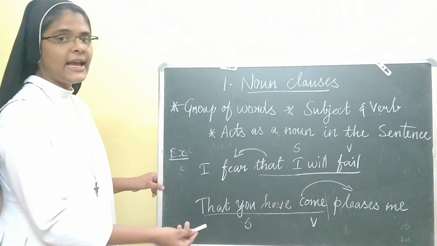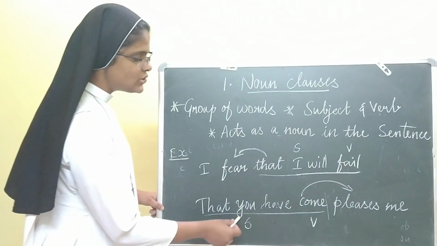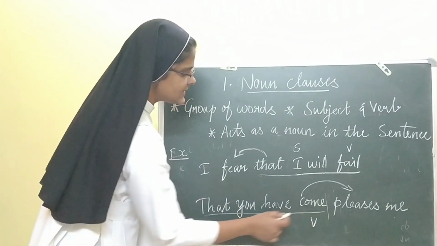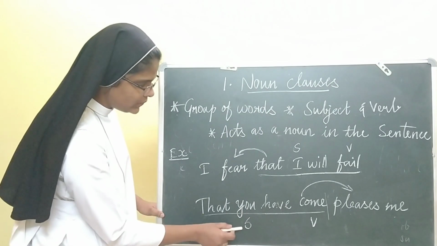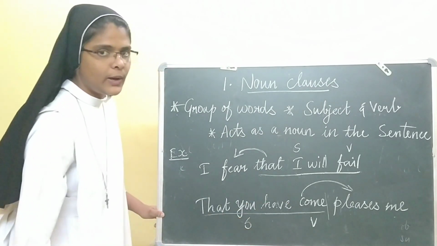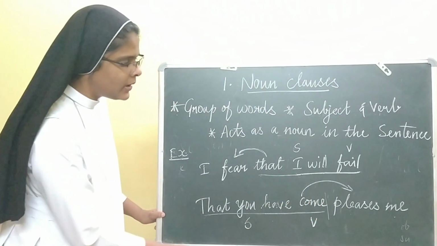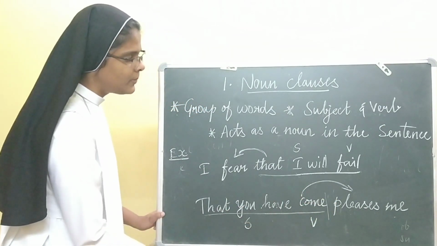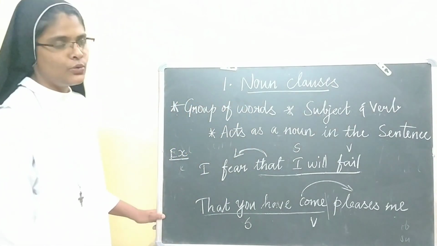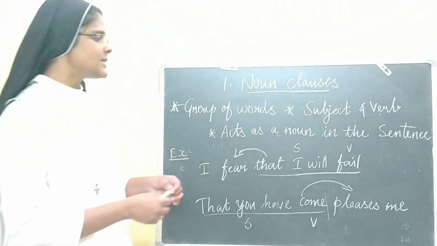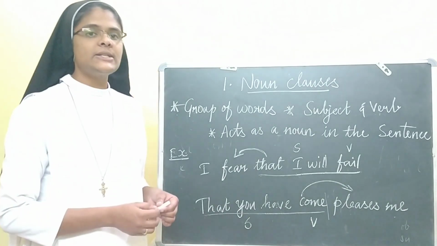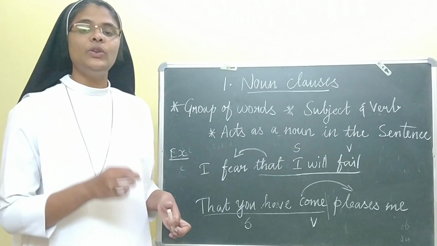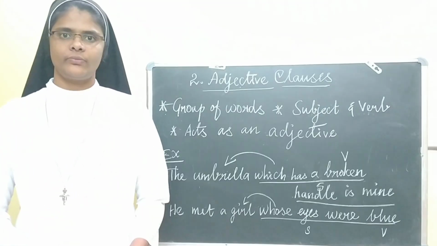Now let us see another example. That you have come pleases me. That you have come is a noun clause. Here you is a subject, come is a verb. Here pleases is also a verb, and the clause is the subject of the verb. So they are acting like a noun. So what are noun clauses? Noun clauses are a group of words, subject and verb combination, that act like a noun in a sentence.